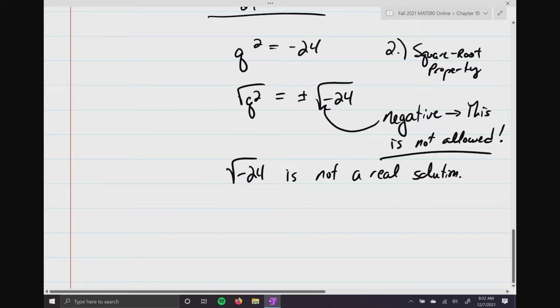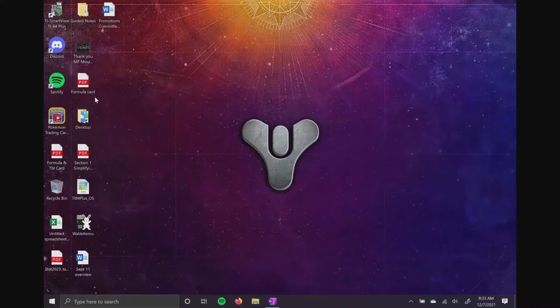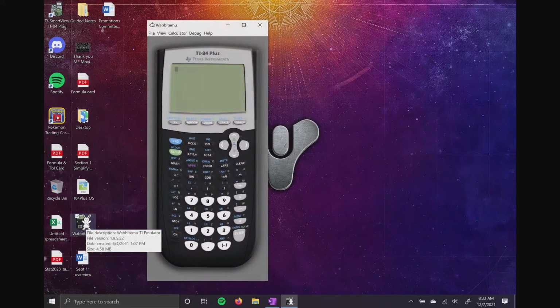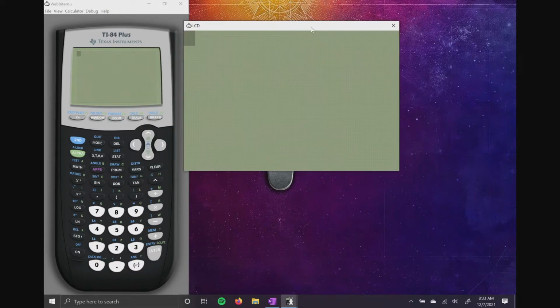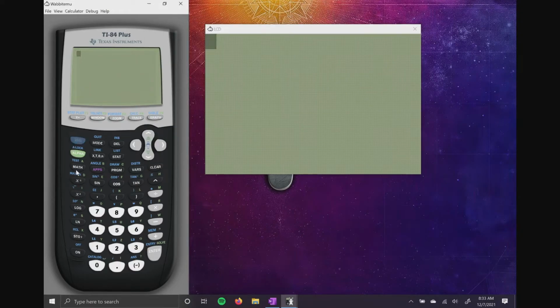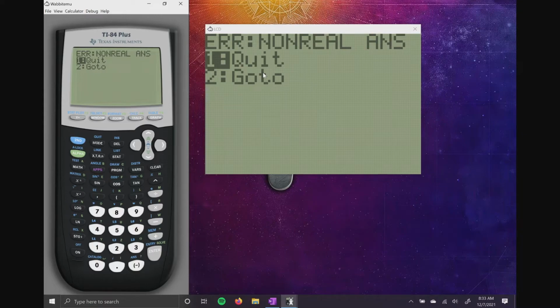Okay? In fact, if we were to get out our calculator, let me see if I can get out my calculator here real quick. Here it is. All right, there we go. So you can see a big screen here. If I were to try to do the square root of negative 24, as soon as I hit enter, non-real answer. All right? And that's because you're not allowed to have negatives underneath that square root. Okay?